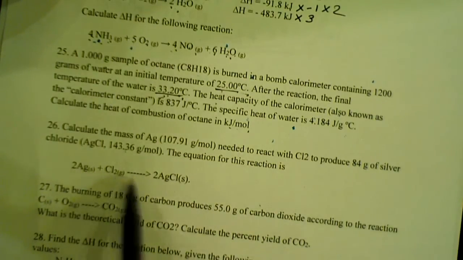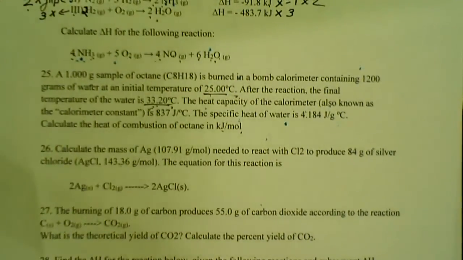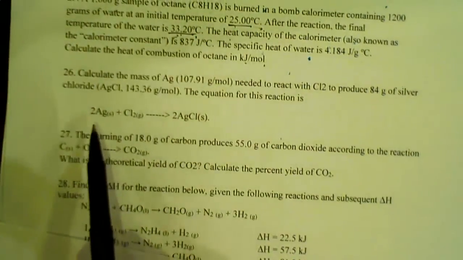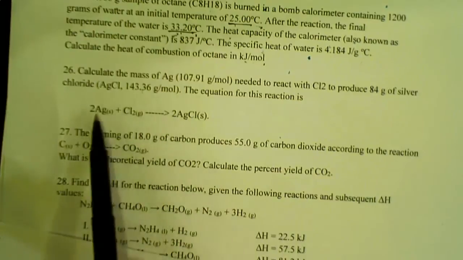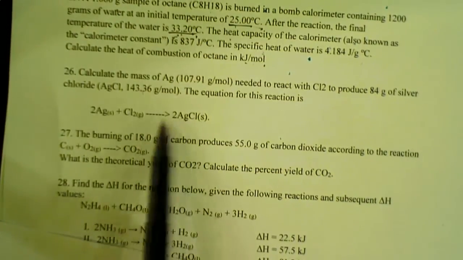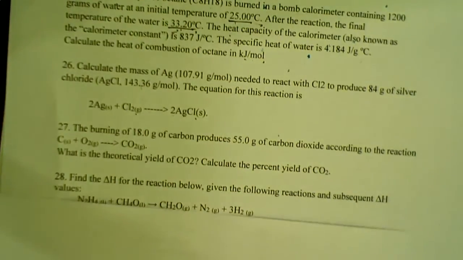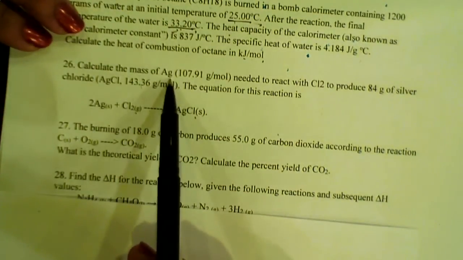So in the next question, calculate the mass of silver, 107.91 gram per mole, needed to react with Cl2 to produce 84 grams of silver chloride. Its molecular mass is given, 143.36 gram per mole. The equation for this reaction is 2 Ag plus Cl2 gives 2 AgCl. So it's a stoichiometric problem.